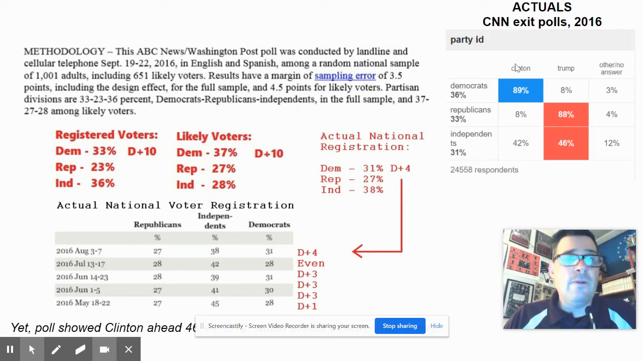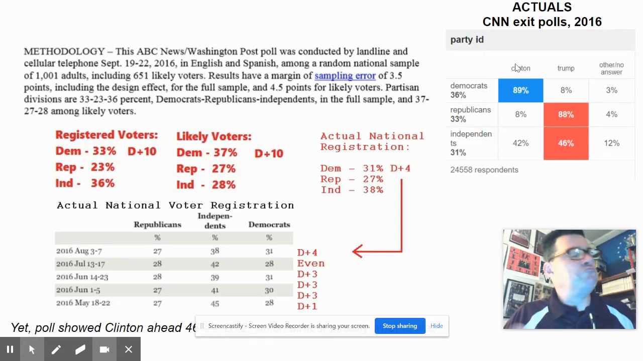So that's for the whole poll, the full sample, and 4.5 points of margin of error for likely voters. Partisan divisions are 33, 23, 36, Democrat, Republican, and Independent in the full sample, and 37, 27, 28 among likely voters. Okay, pause it and analyze what's good and what's bad. Okay, you should be unpaused now. If you didn't, go back and analyze it on your own, because I won't be there to help you on the test. Okay, so what's good?